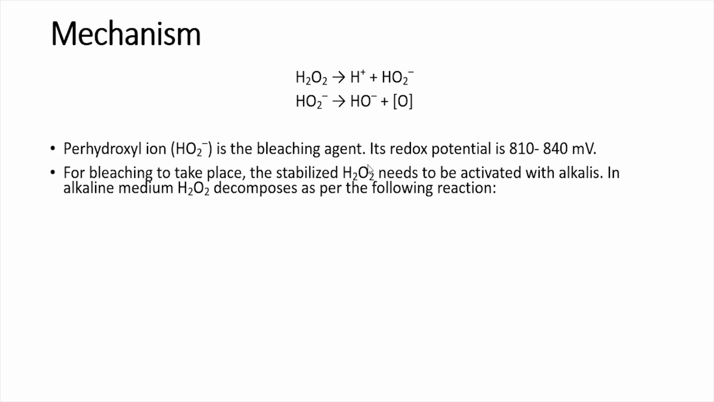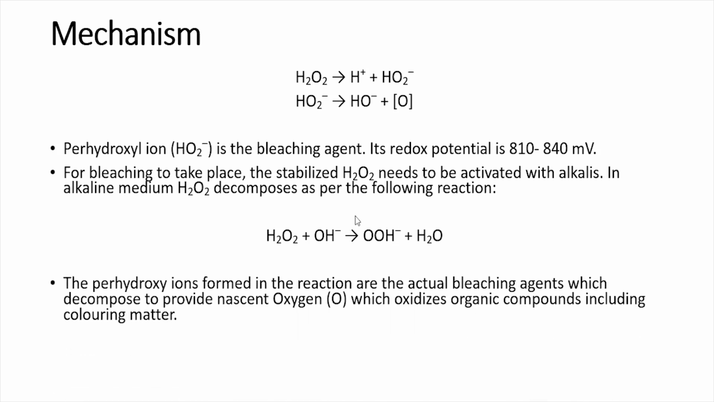And you can stabilize with some alkali. You can use sodium silicate or sodium hydroxide as a stabilizer, and the most widely used stabilizer is sodium silicate. And this is the reaction: H2O2 plus HO minus gives HOO minus plus H2O. This HOO minus is the perhydroxyl ion, and that is responsible for producing the nascent oxygen. This reaction takes place only in alkaline medium, and that oxidizes the natural coloring matter.